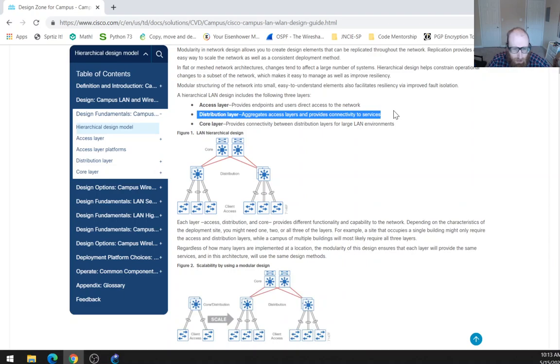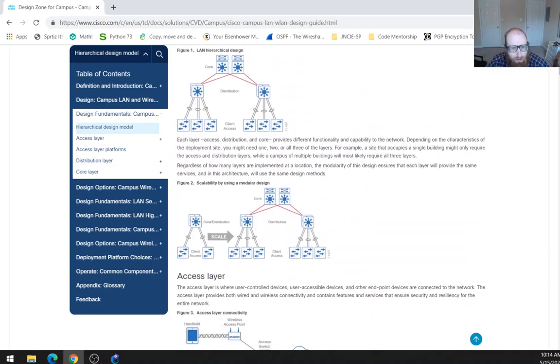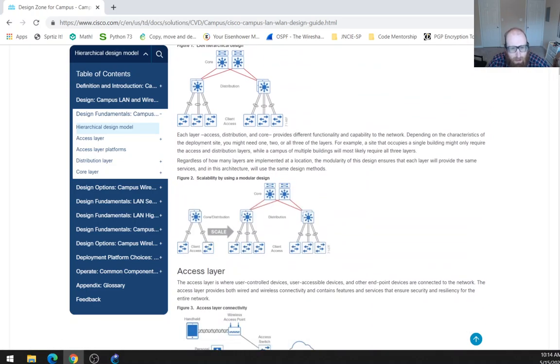Next is the distribution layer, which aggregates access layers and provides connectivity to services. And the last is the core layer, which provides interconnectivity between distribution layers for large LAN environments. Each layer, access, distribution, and core, provides different functionality and capability to the network. Depending on the characteristics of the deployment site, you might need 1, 2, or all 3 of the layers.